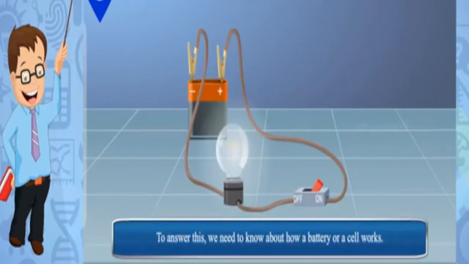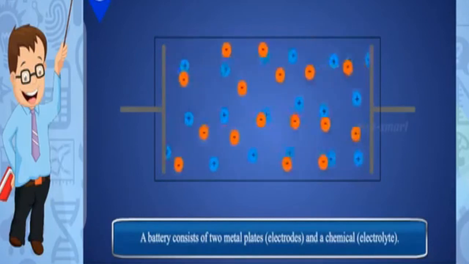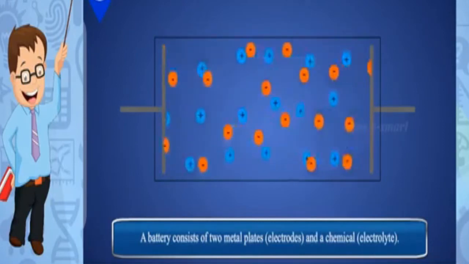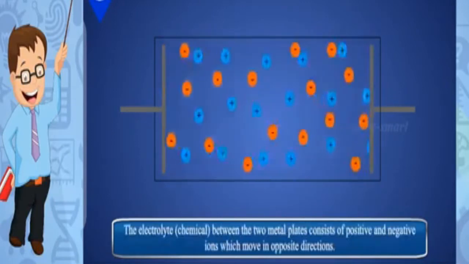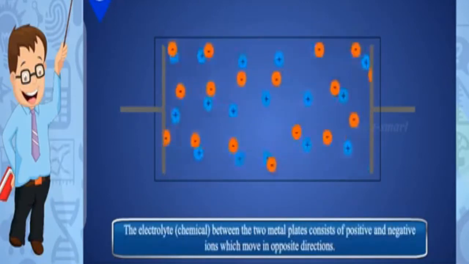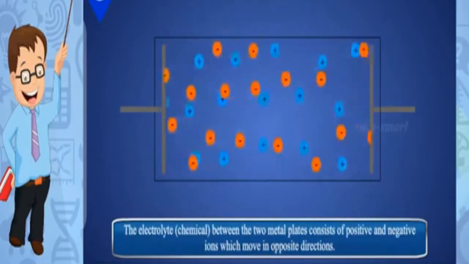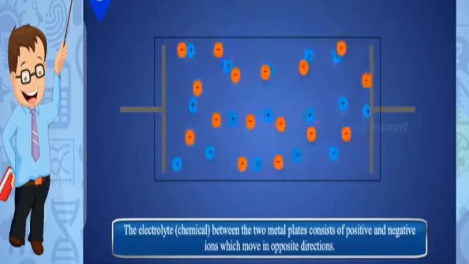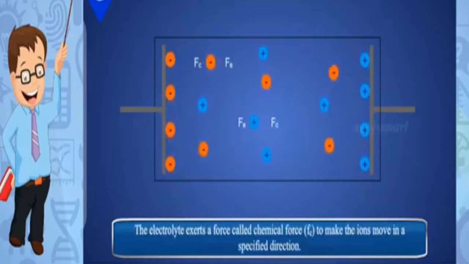A battery consists of two metal plates known as electrodes and a chemical known as electrolyte. The electrolyte between the two metal plates consists of positive and negative ions which move in opposite directions as shown in the figure. The electrolyte exerts a force called chemical force, denoted by Fc.